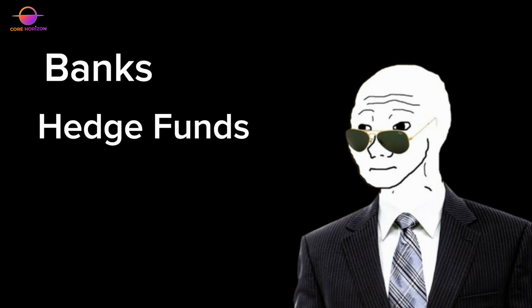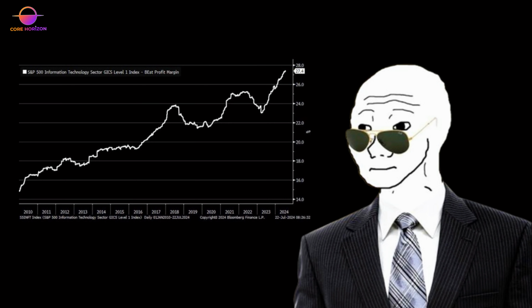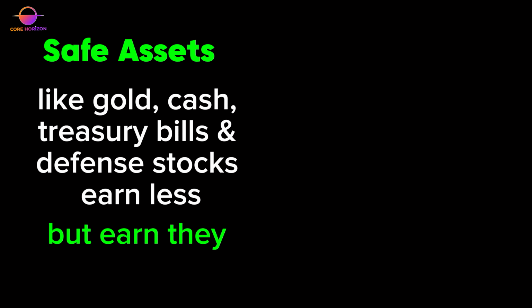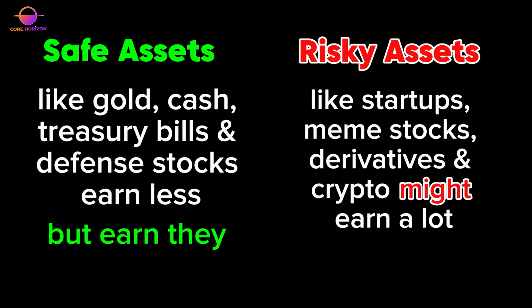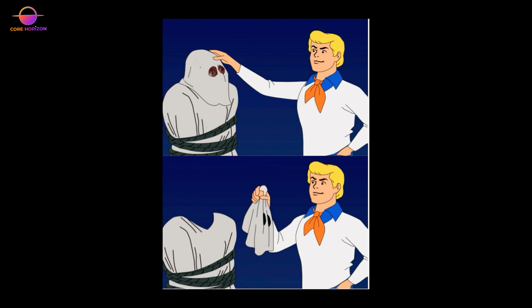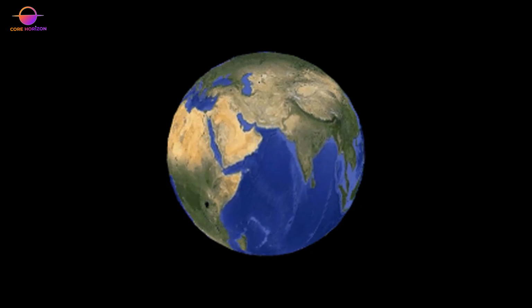Moving on. Most people don't invest directly. Banks, hedge funds, pensions do it for you. Sometimes responsibly, sometimes Lehman Brothers. Safe assets like treasuries earn little. Risky ones like startups, meme stocks, crypto might pay huge or nothing. That's the risk-return trade-off. Lesson: don't put all your eggs in one meme stock. Diversify.